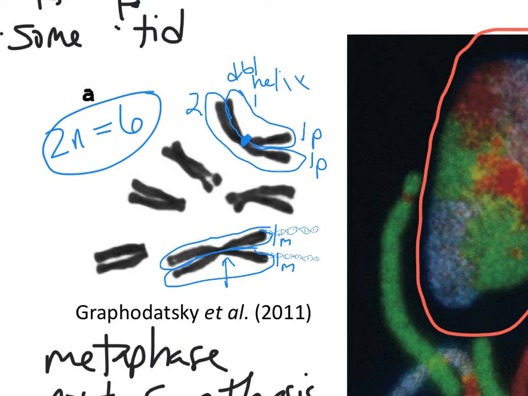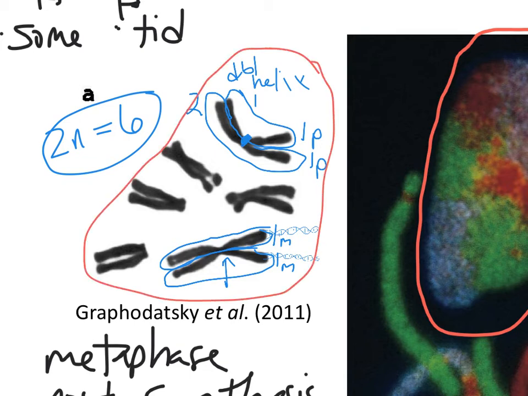Exactly right. We defined ploidy before synthesis. That's the 2N equals 6. Here, this is after synthesis, so how many double helices are in that red circle? There are six objects. Each object is made up of two double helices. So this is 12 chromatids, 6 chromosomes.